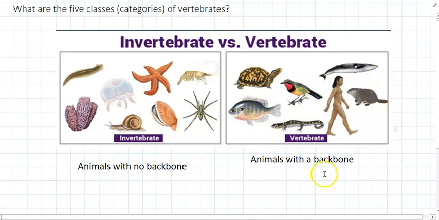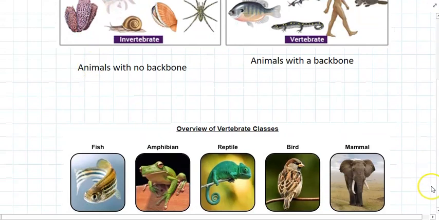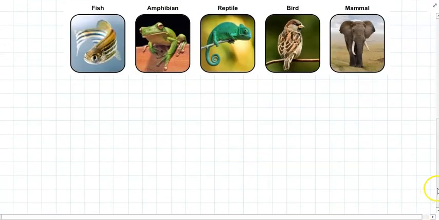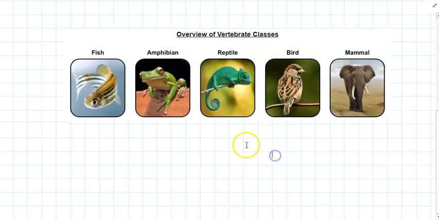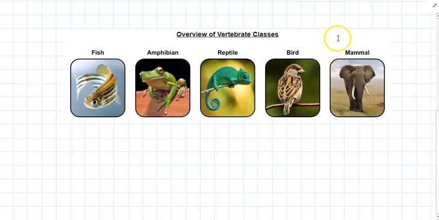So within the vertebrates group, there are 5 different categories that scientists sort the vertebrates into, and these are called classes. Let's have a look at the 5 classes of vertebrates now. You've probably heard of all of them before. The 5 classes are fish, amphibians, reptiles, birds, and mammals. Obviously, as humans, we fit into the class of mammals.